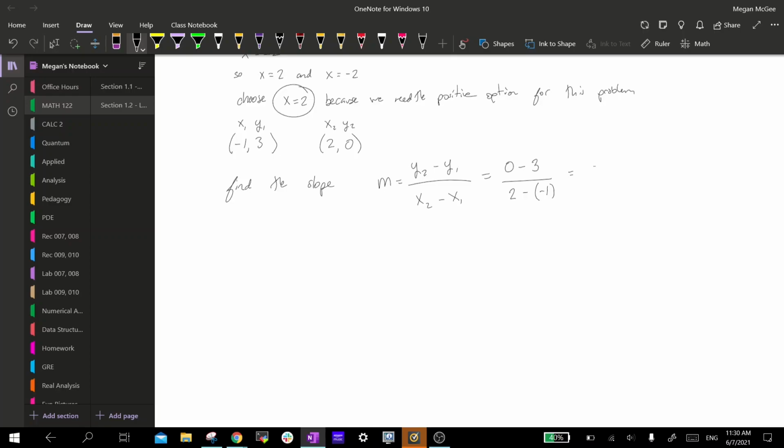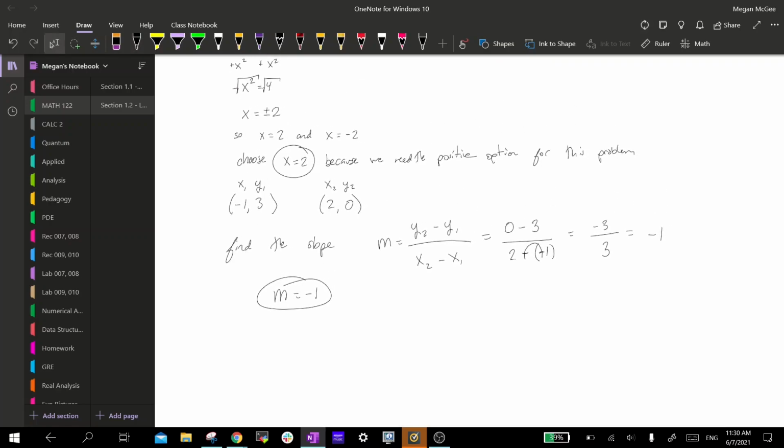So 0 minus 3, well, that's just negative 3. And 2 minus a negative 1, well, these will actually cancel each other out and become positives. Alright, so that's 2 plus 1. Well, that's positive 3. So negative 3 over positive 3, well, that's just negative 1, right? So our slope is negative 1. Alright, well, we have a slope and we have 2 points. So we have more than enough now to use our point slope formula.